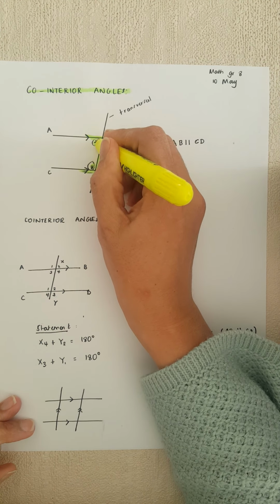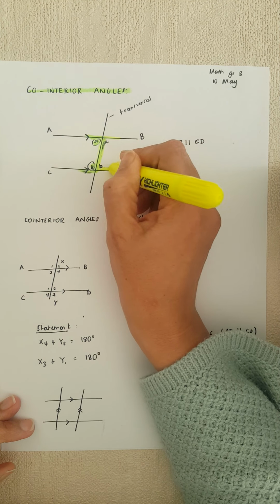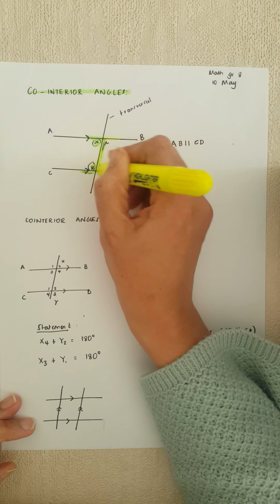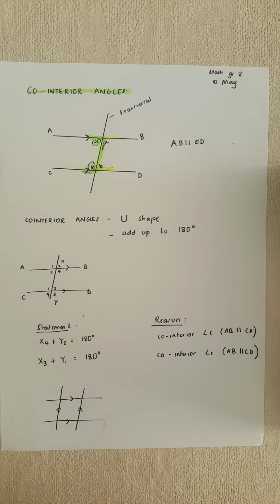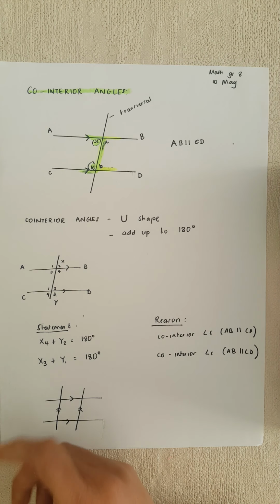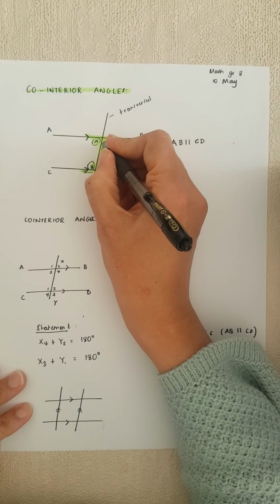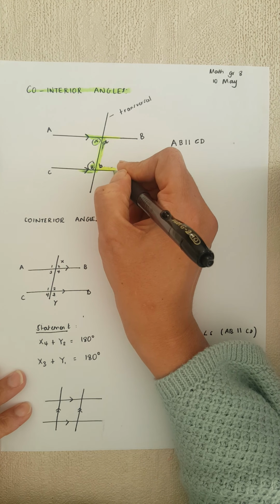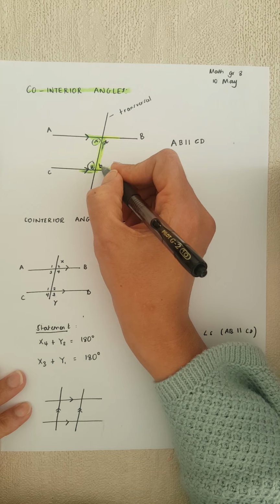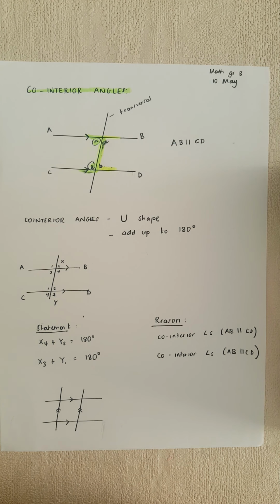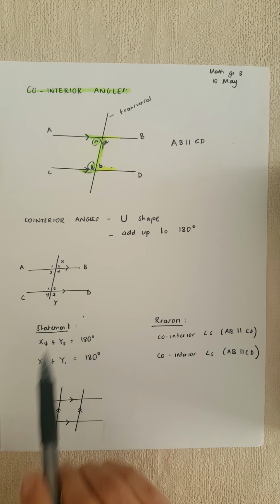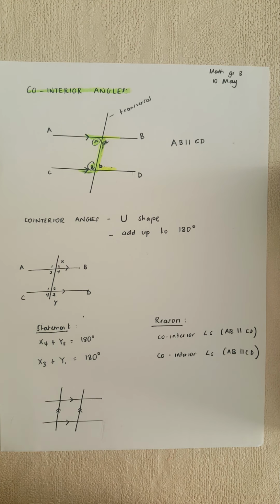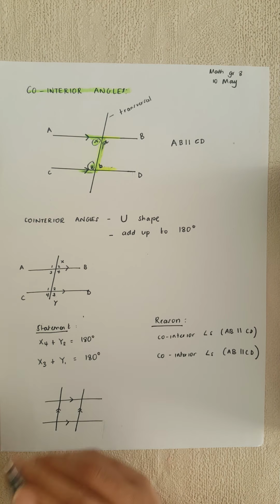Let me draw the U for you there. What we're looking for is another U shape. Sorry, that black is smudging a little bit. We've got another U shape there. So this angle plus this angle is also going to add up to 180 degrees. That's a theorem that we need to learn. Remember, I told you that when we learn a theorem, we write down a statement, and then we have to give a reason.